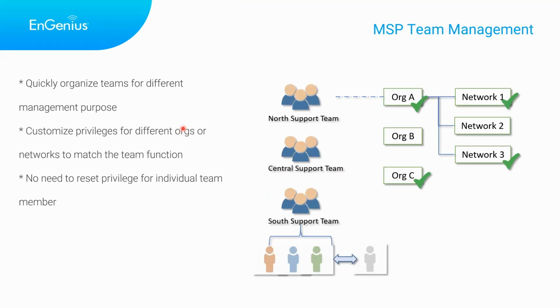You can also customize this at the network level. For example, the North support team cannot see network 2, the Central support team will see everything, and the South support team may see select networks only. So you can customize that as well.